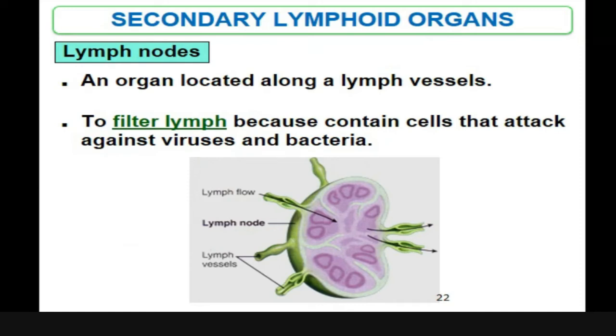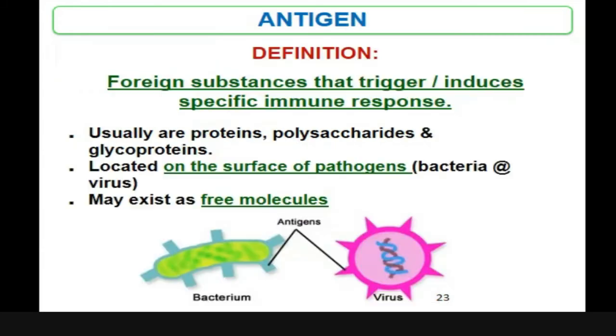Okay, lymph nodes, organs located along a lymph vessel. It will filter the lymph because it contains cells that attack virus and bacteria. Dia ada lymphocyte, macrophage lah, white blood cell. Okay, antigen, foreign substances that trigger specific immune response. Okay, they are usually in the form of proteins. Antigen biasanya adalah protein atau polysaccharide, and also it can be a glycoprotein, located on the surface of pathogens. Pathogens can be bacteria, can be virus, or they can exist as free molecules.